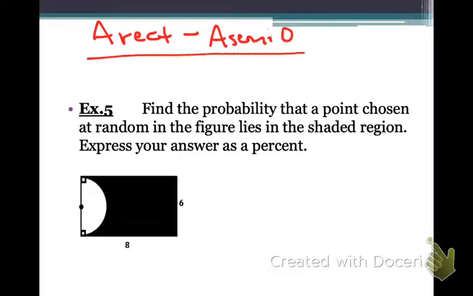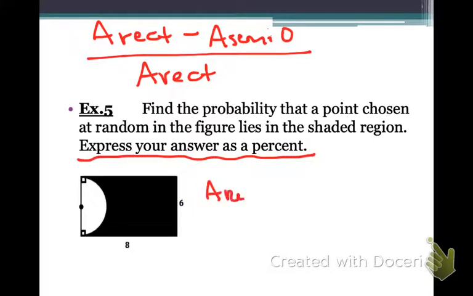And then the whole thing is the rectangle. Okay. And it just says to express your answer as a percent. So let's do the area of the rectangle. Okay, base times height, 8 times 6.